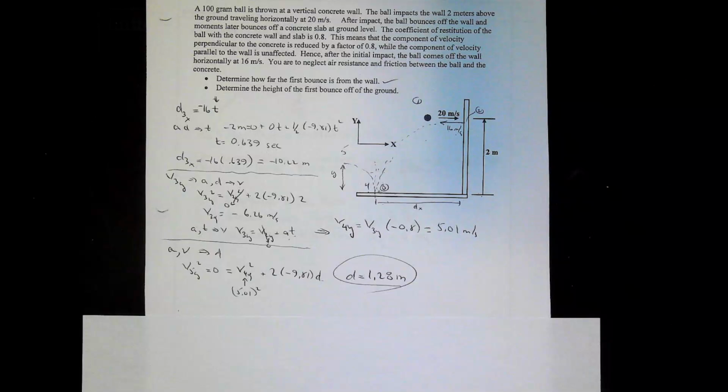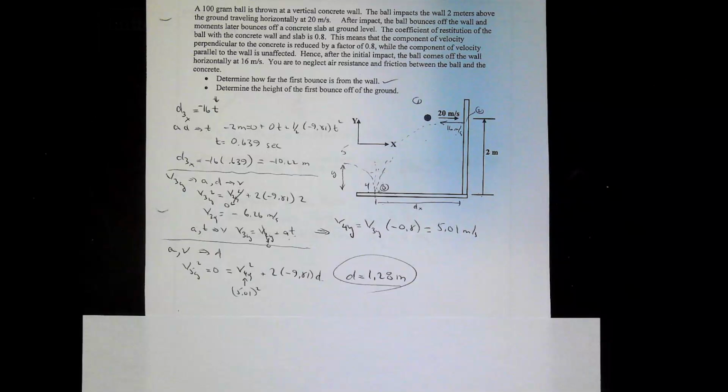v3y squared equals v2y squared, which was of course 0, the initial velocity here in the y, plus 2 times minus 9.81 times 2 meters, the distance we're going to fall. Bam. So sticking that in there, we get v3y, taking the square root, and taking the negative portion, is minus 6.26 meters per second.